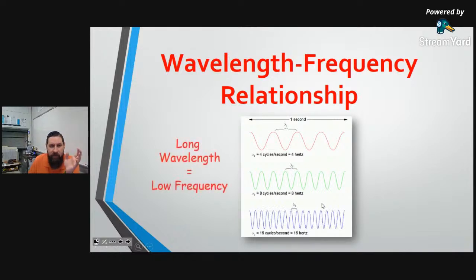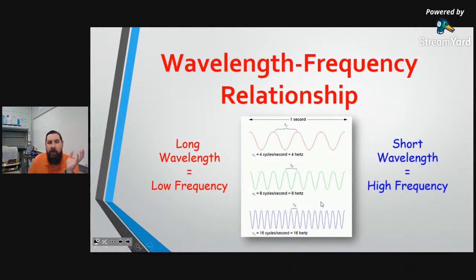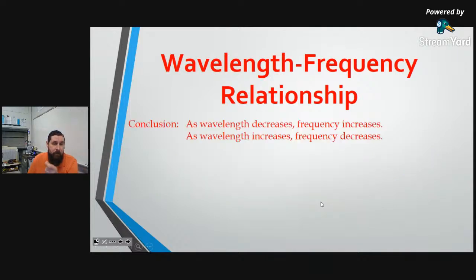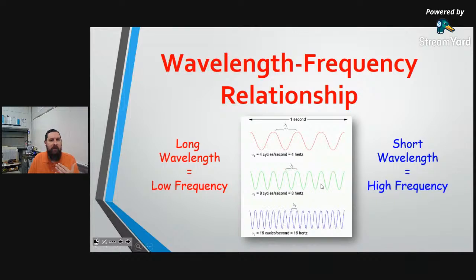So here's the relationship. If you have a long wavelength, you're going to have a low frequency. Conversely, if you have a short wavelength, you're going to have a high frequency. So, conclusion to this, as wavelength decreases, your frequency is going to increase. And as wavelength increases, your frequency is going to decrease. And as I pointed out, it's a direct inverse relationship. If I double one of them, I'm going to half the other. And again, we can see that.